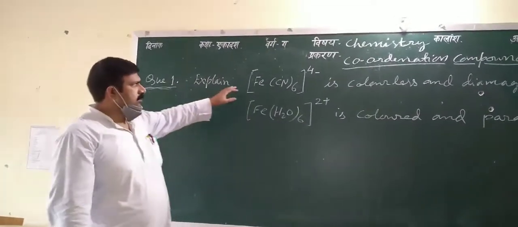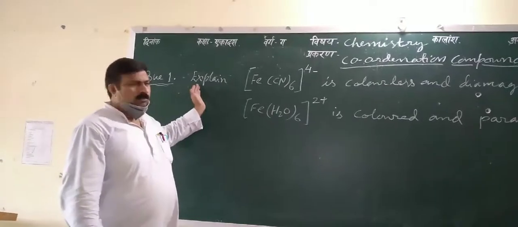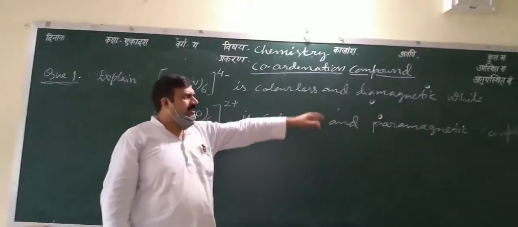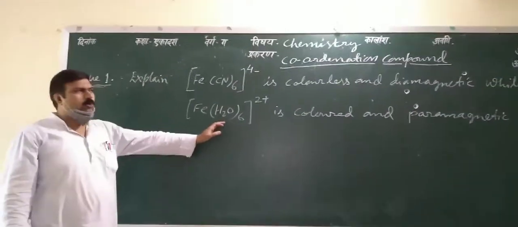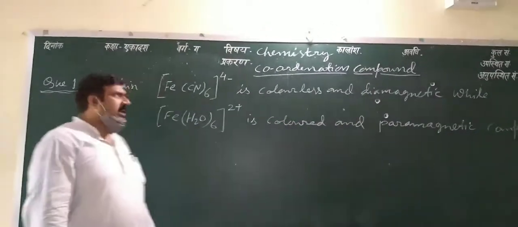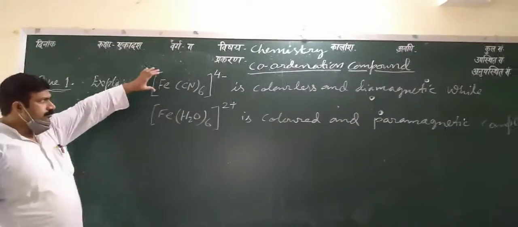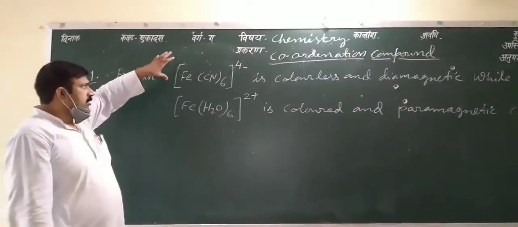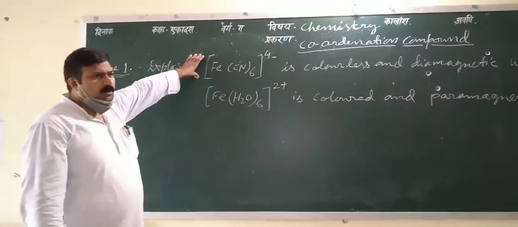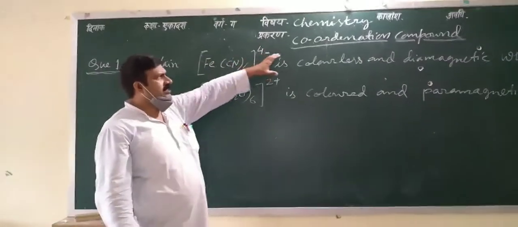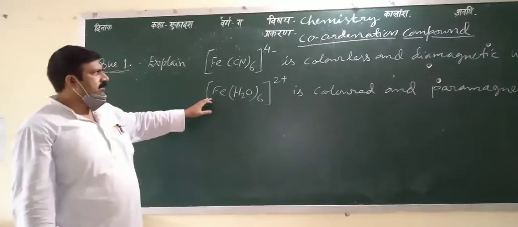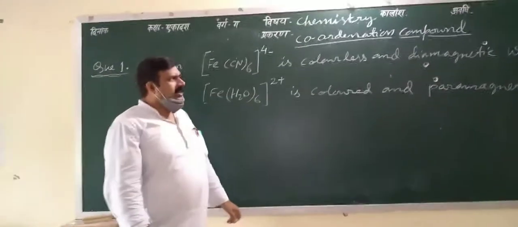The first question is, explain why [Fe(CN)6]4- is colorless and diamagnetic, while [Fe(H2O)6]2+ complex ion is colored and paramagnetic. It means the hexacyano ion is colorless and diamagnetic, while hexaaqua iron(II) is colored and paramagnetic.